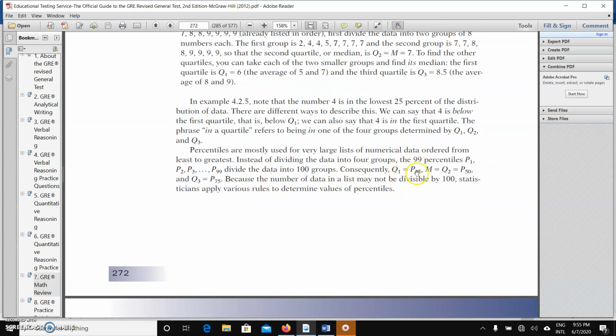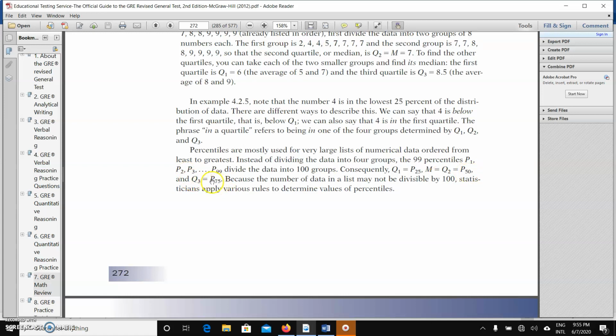So Q1 is P25. When you're using percentile instead of Q1, P25 means the first 25 percent of the distribution. Everything must be 99 percentile, everything, the data. Now Q1 is the same as P25, which is the first 25 percentile. M equals Q2 equals P50. P50 is like the middle number, the 50%, that's half. That's the meaning of the 50th percentile.